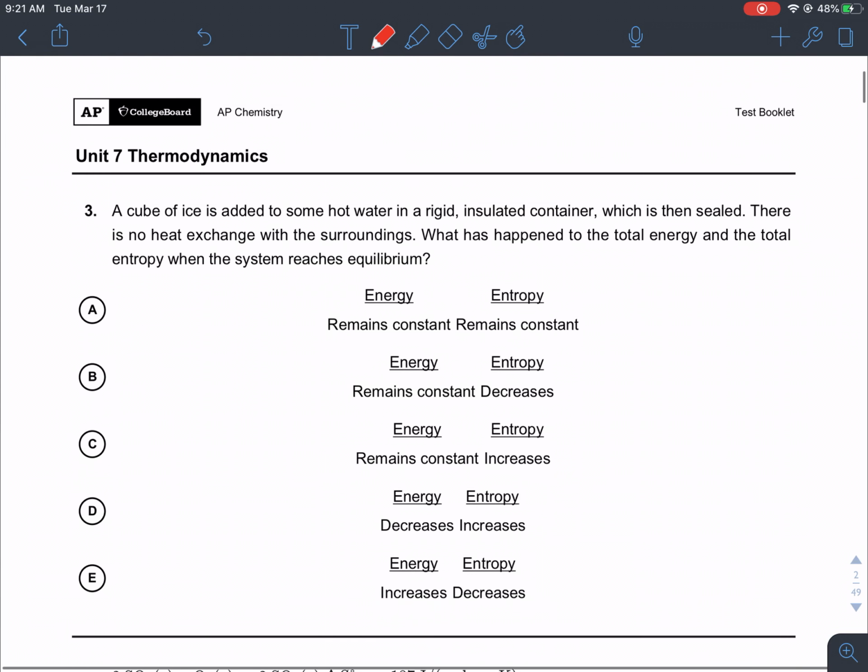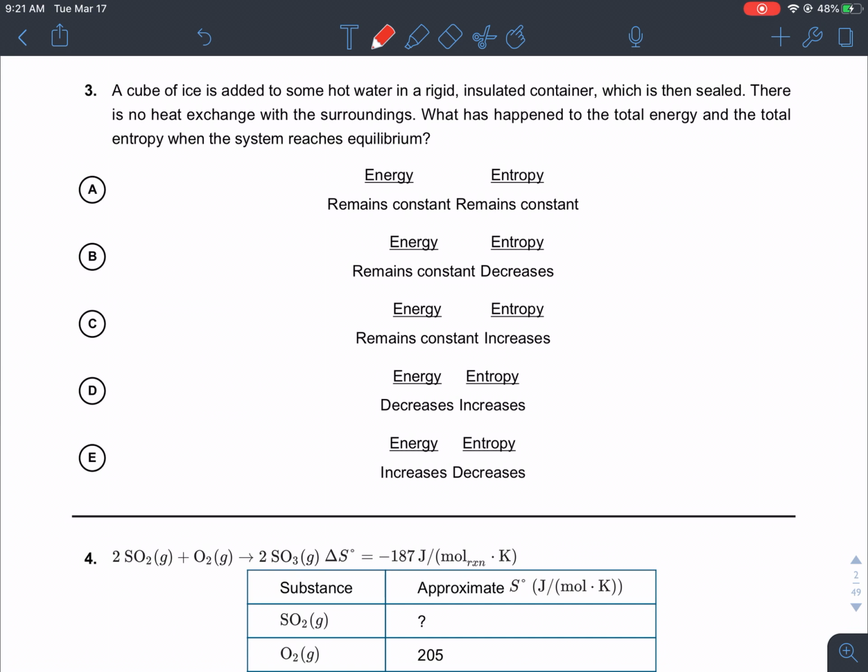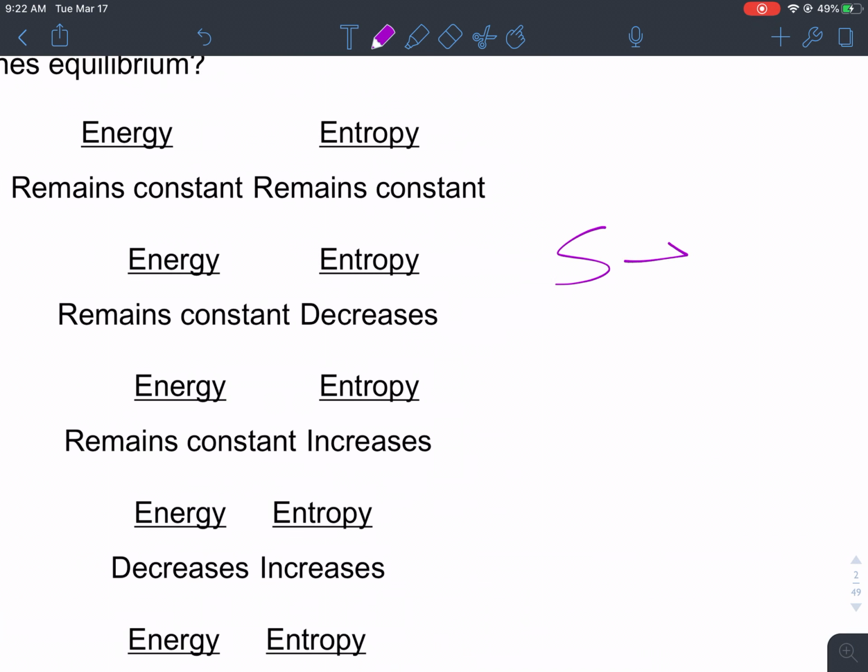All right, number 3. A cube of ice is added to some hot water in a rigid insulated container, which is then sealed. There is no heat exchange with the surroundings. What has happened to the total energy and the entropy when the system reaches equilibrium? All right, it wrote two things. It said a cube of ice is added to some hot water in a rigid insulated container. Okay, let's not even go that far. Let's just say a cube of ice added to hot water. Most of you have put a cube of ice in hot water before. What happens to the ice and the hot water? Well, the ice melts. Yes? The solid turns into a liquid.